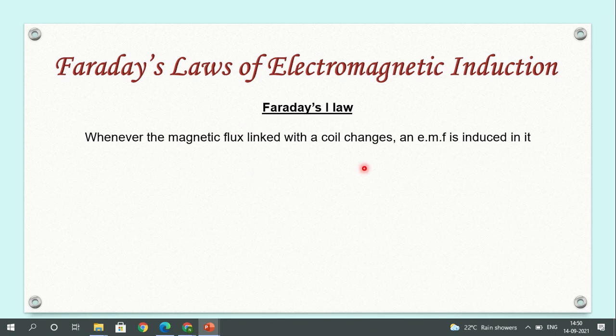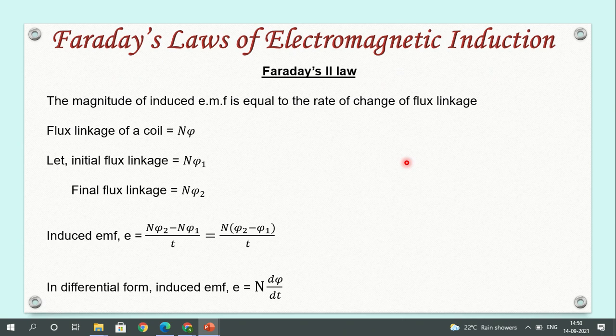And there is no information regarding the magnitude of the EMF, and it is given by Faraday's second law. So Faraday's second law gives the magnitude of the induced EMF, and according to the law, the magnitude of induced EMF is equal to the rate of change of flux linkage.